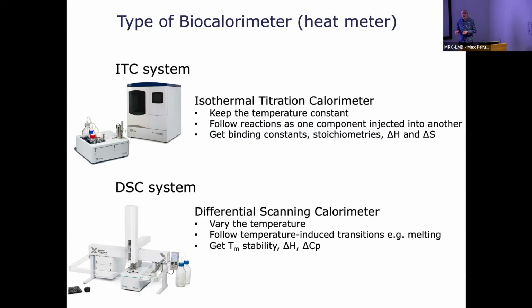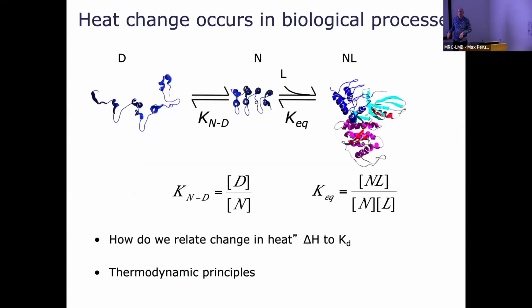One is going to be called the isothermal titration calorimeter. Isothermal means it's going to be the same temperature, and we're going to then measure reactions. And the second system is called the DSC, and that's a differential scanning calorimeter. And as you can guess, it's going to vary the temperature, and we're going to look at melting there and stability.